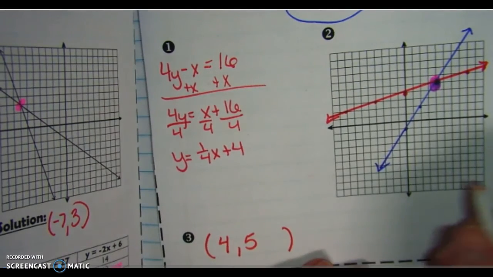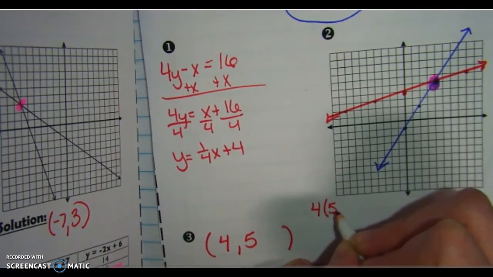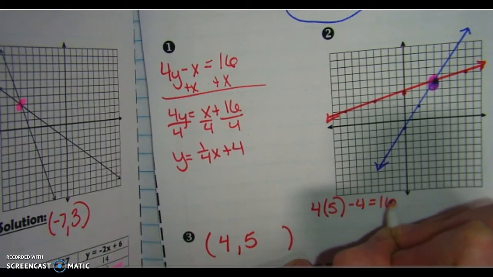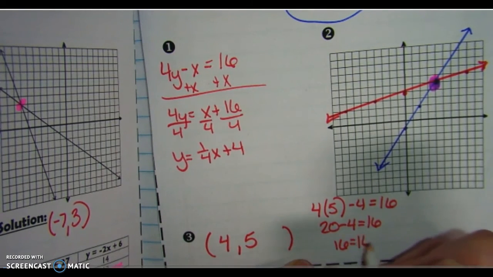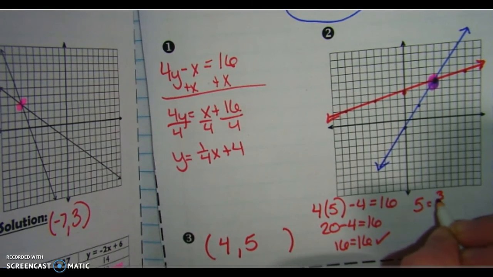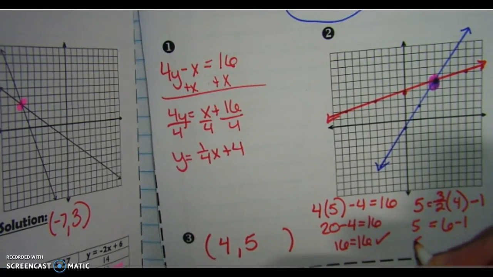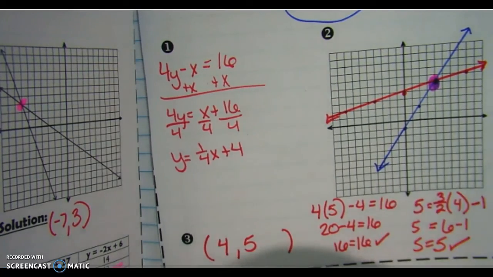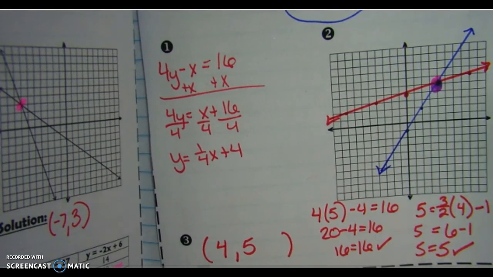We can check this to make sure it works out by plugging in. So 4 times 5 minus 4, does that equal 16? 20 minus 4, so we know it works in the first one. And now let's do 5 equals 3 over 2 times 4 minus 1, 2, that's 6. So they both have to work in. You don't necessarily need to do the check, but the check helps to make sure that you graphed it right.